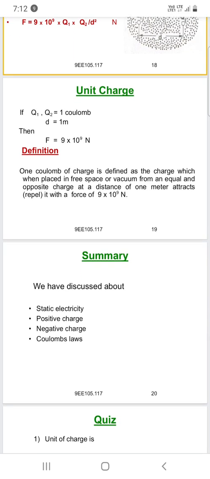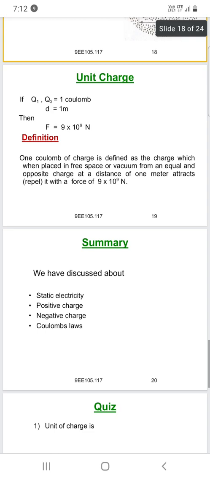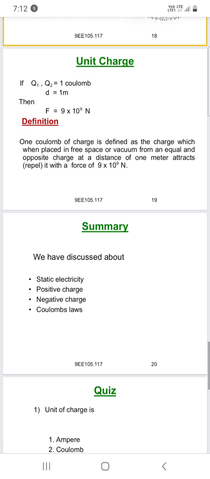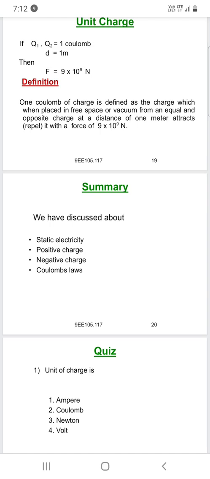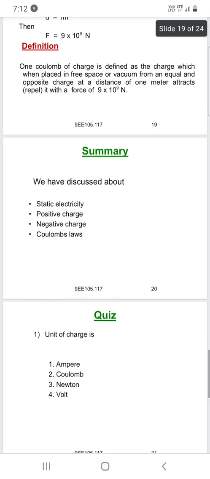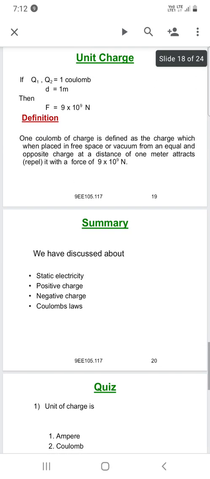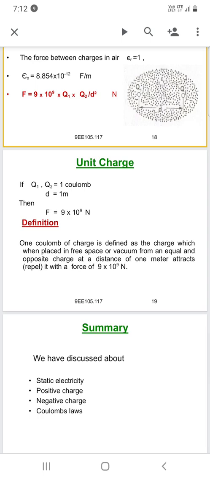So the definition of unit charge is this: 1 coulomb of charge is defined as the charge which, when two equal charges are placed in free space or vacuum at a distance of 1 meter, the force of attraction or repulsion is 9 into 10 to the power of 9 Newton. The force exerted there is 9 into 10 to the power of 9 Newton. So this force exists, either attraction or repulsion.